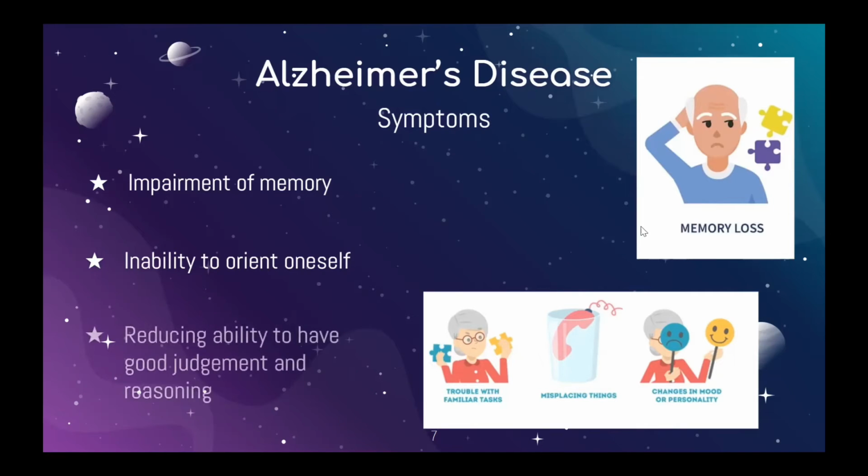Next, we have the reduced ability to have good judgment and good reasoning in your decisions. For example, for us, the normal kids, for now, we have the example of eating healthy because that's something that's good for your body and good for your brain. However, somebody with Alzheimer's might not have that good judgment and might still eat very harmful foods for their body.